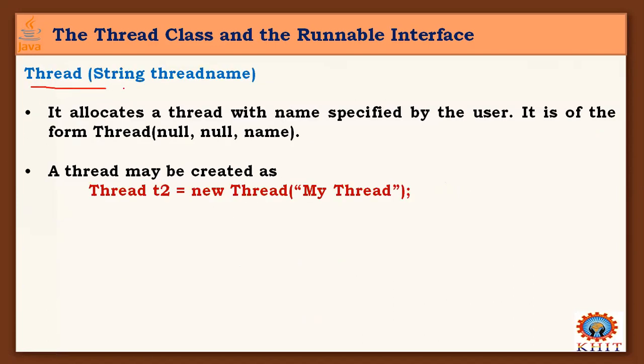Another form of this Thread constructor takes a String, the name of the thread. It allocates a thread with the name specified by the user. You can give a name to the thread you create in your program, right? So this is the form, and for example, myThread is the name given to the thread created in the program.